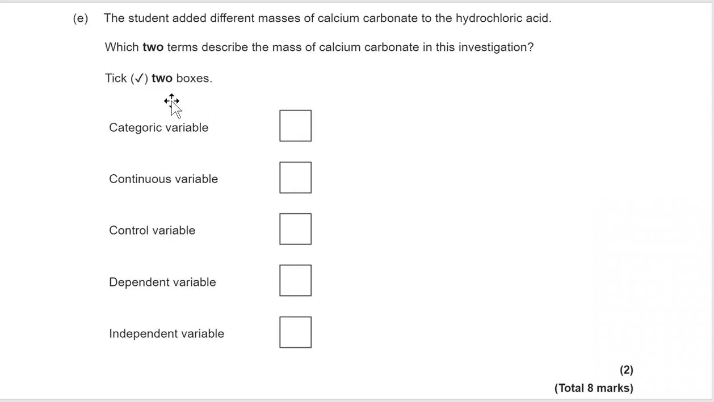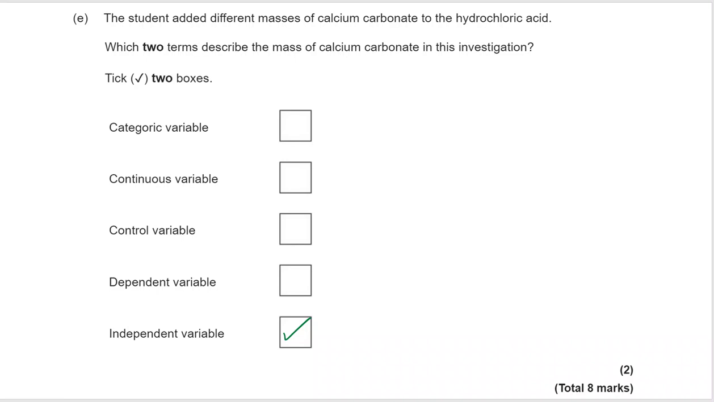And finally, part E, the students added different masses of calcium carbonate to the hydrochloric acid. Which 2 terms describe the mass of calcium carbonate in this investigation? Well, it's the thing that we are changing so that we can measure the impact on the dependent variable. So it's the independent variable.